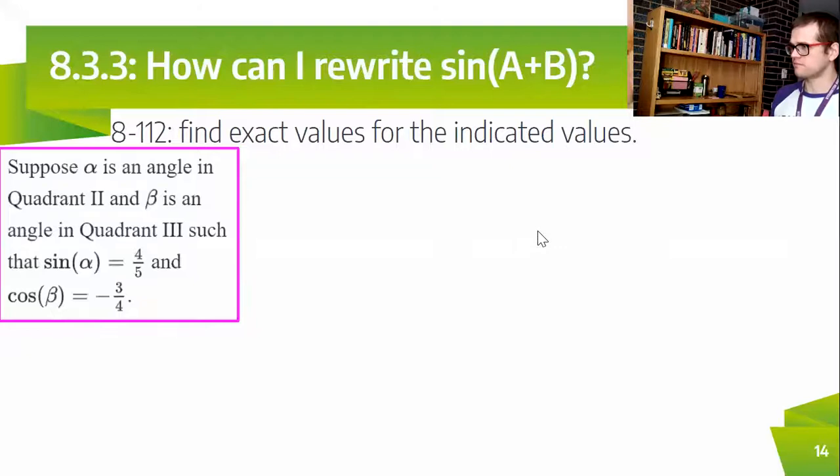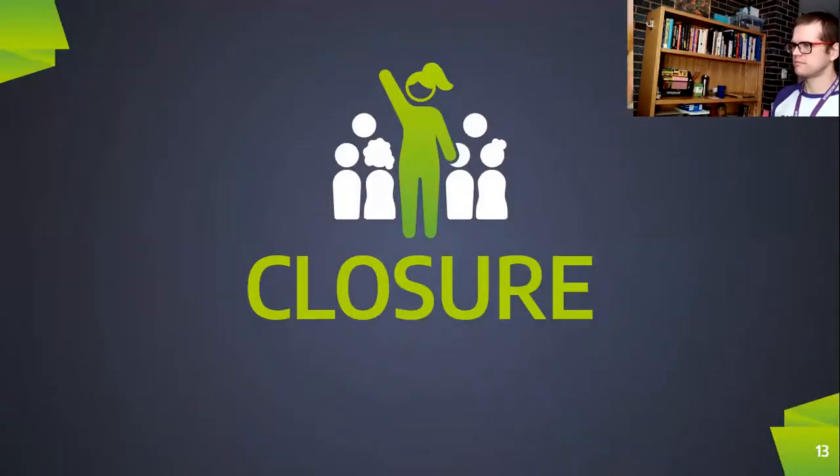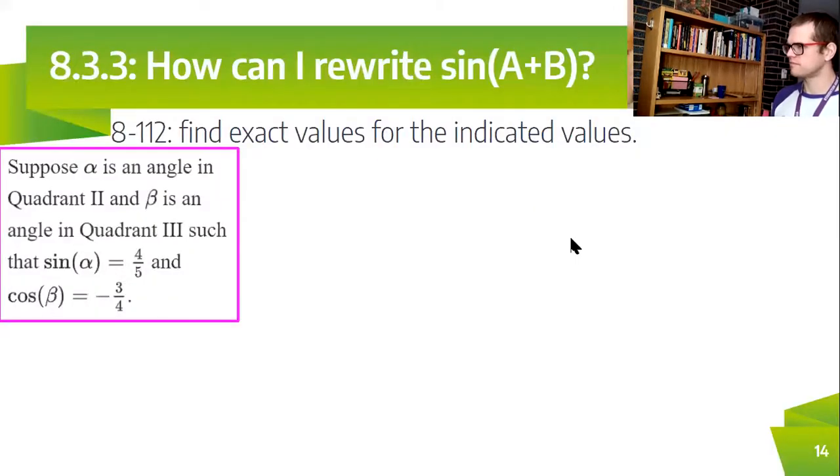So to finish up, we'll do this in class. No, let's do it right now. And then you can just watch and we can spend time talking. So suppose alpha is an angle in quadrant 2 and beta is an angle in quadrant 3, such that sine of alpha is 4/5 and cosine of beta is -3/4. No question has been posed yet.